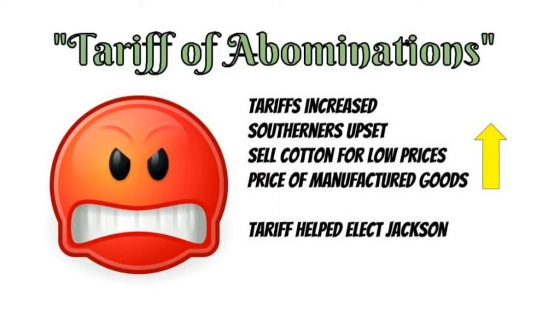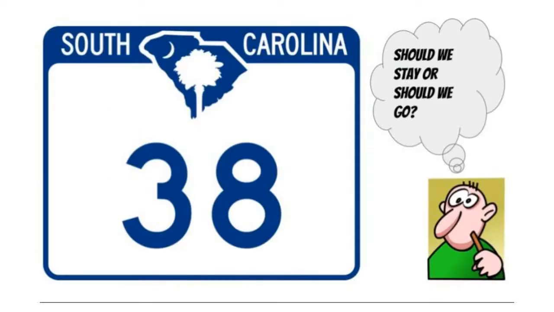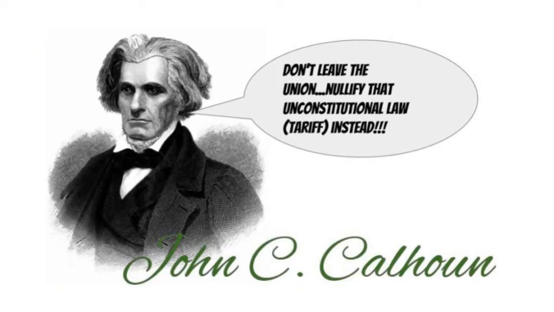South Carolina was especially hit hard by the tariff. Some leaders in the state began talking about leaving the Union over this issue. John C. Calhoun, then Jackson's vice president, wanted to keep South Carolina from actually leaving the Union at this time. Calhoun proposed the doctrine of nullification. This said that a state had the right to reject a federal law that it thought was unconstitutional. Calhoun believed that Congress had no right to impose a tariff that favored one section of the country. So he felt that South Carolina had the right to nullify or reject the tariff.